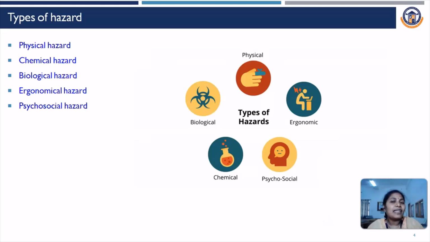Chemical hazard is the hazard due to chemicals, which may be flammable, explosive, corrosive, or reactive; all these come under chemical hazard. Biological hazard, we are all aware of through the pandemic. This biological hazard is due to bacteria, viruses, fungi and microorganisms, some pathological things, pathogens. All these contribute to biological hazard.